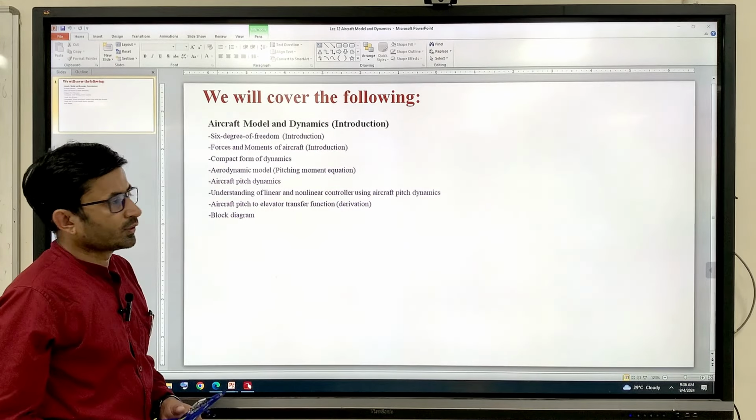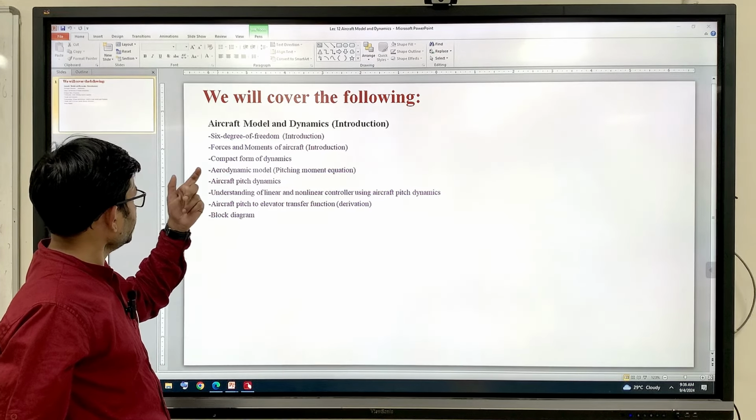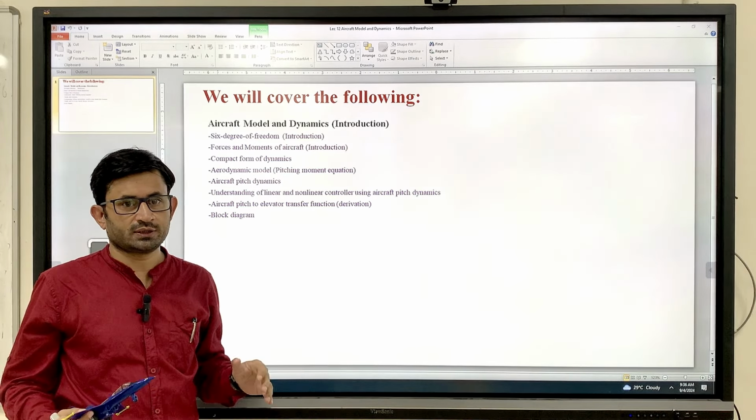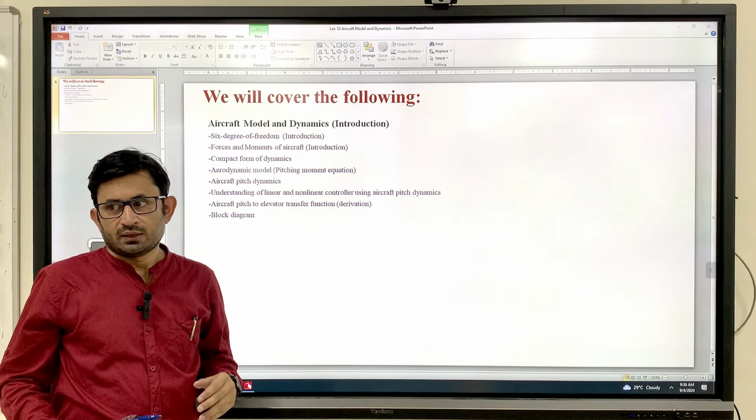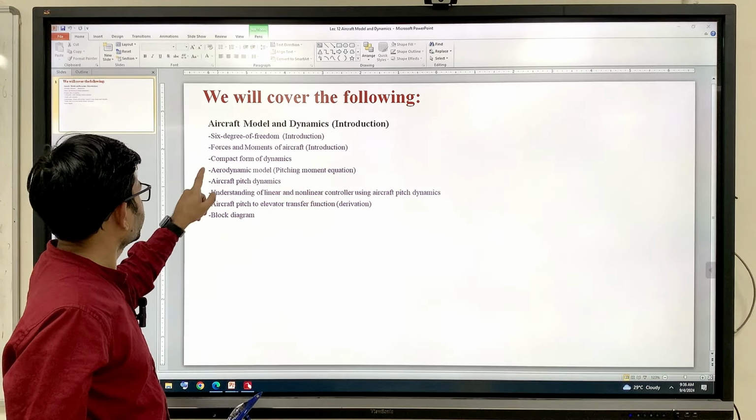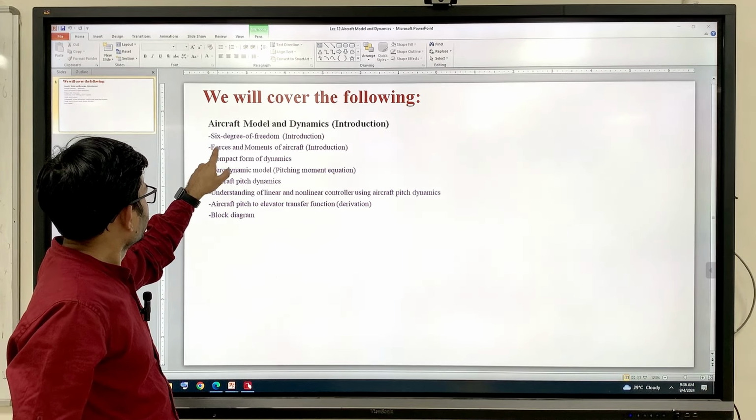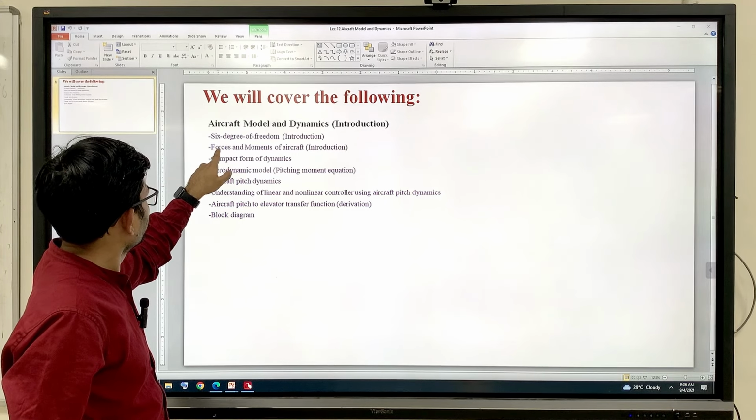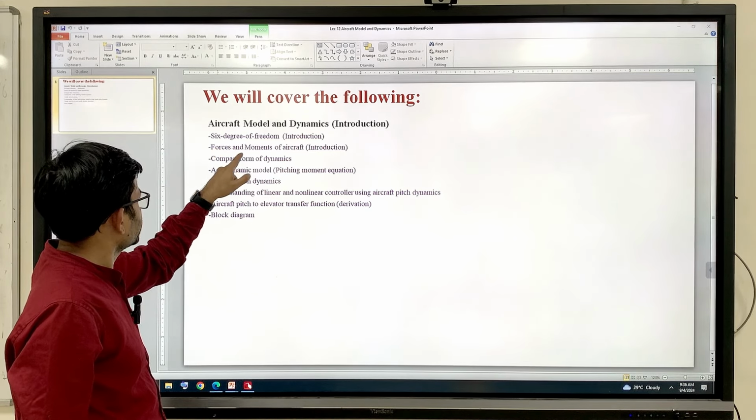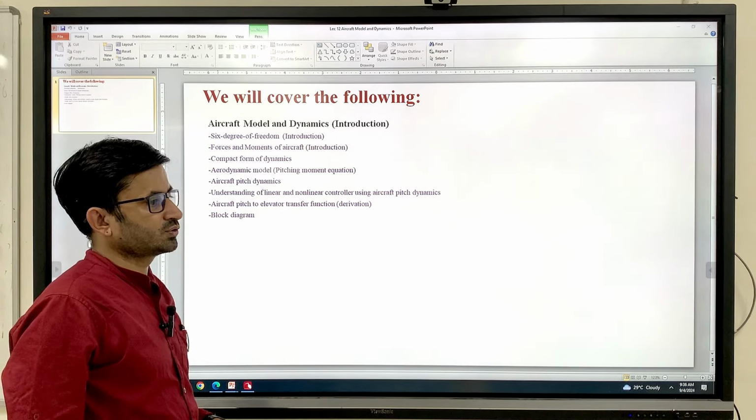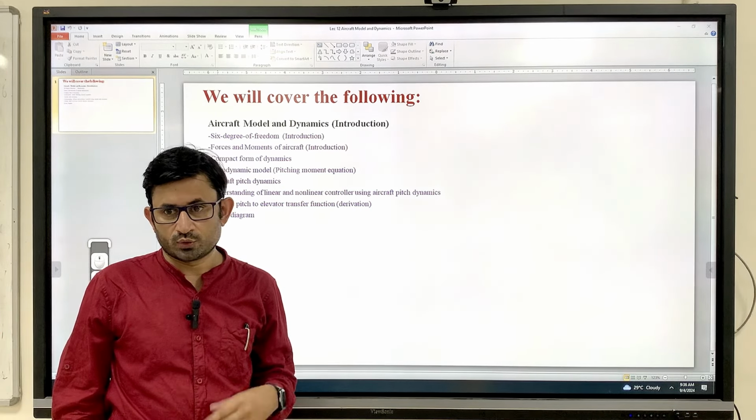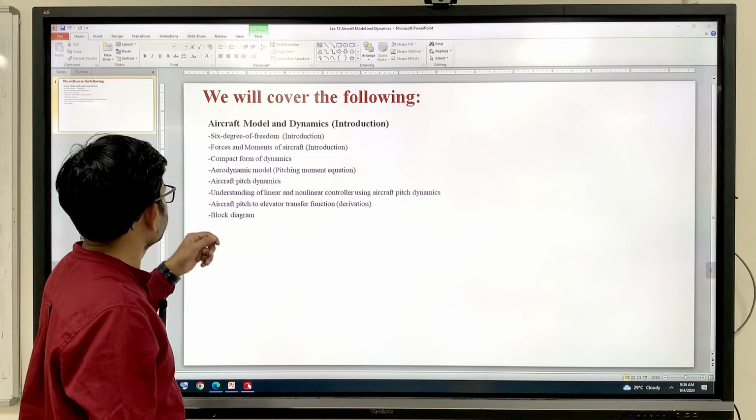So we will cover the following topics. First, aircraft model and dynamics, which is an introductory part. Today we will cover some introductory part, and next lecture we will try to derive the equations of motion of an aircraft. We will try to explain more in the 6 degrees of freedom in the next class. So in today's class we will discuss the 6 degree of freedom introduction part. 6 degrees of freedom means the aircraft can translate in 3 directions and can rotate in 3 directions. I will tell you in this class only.